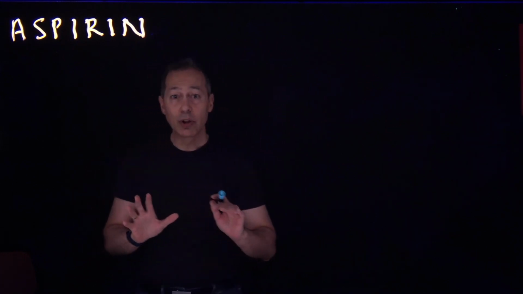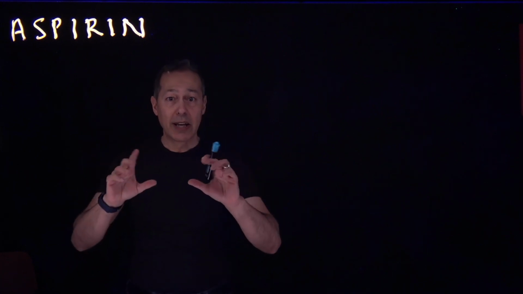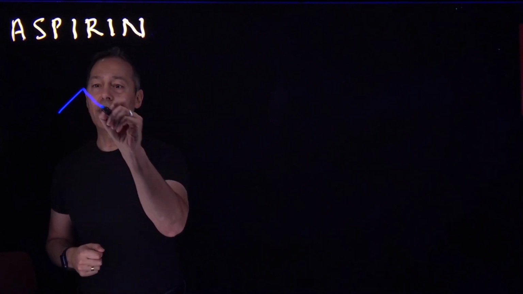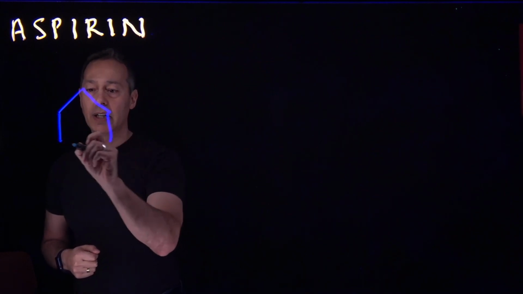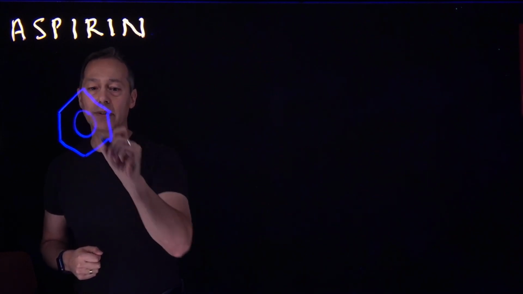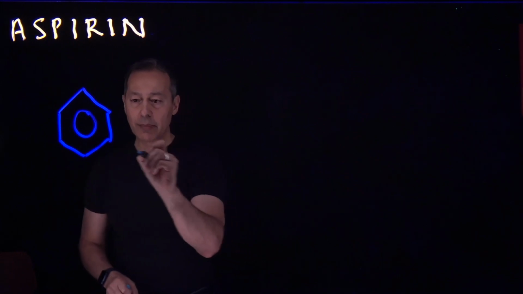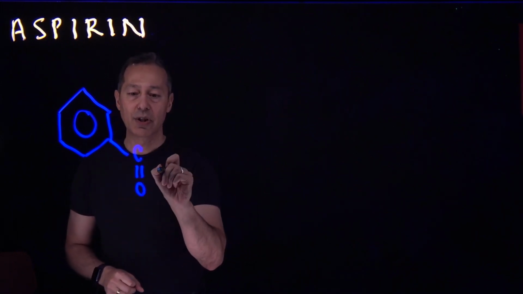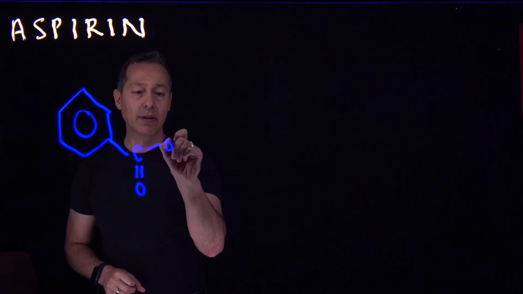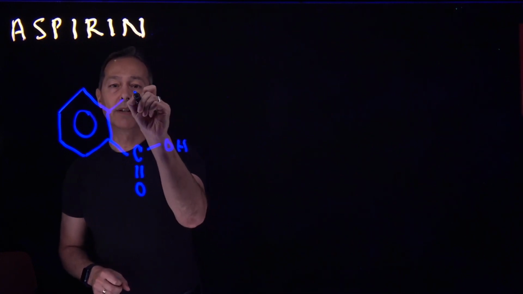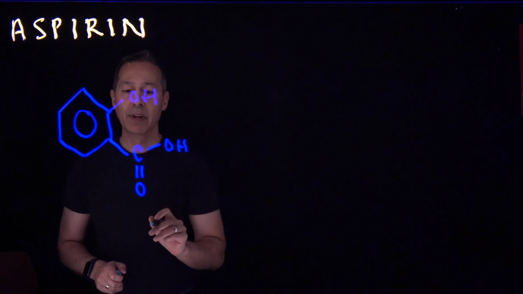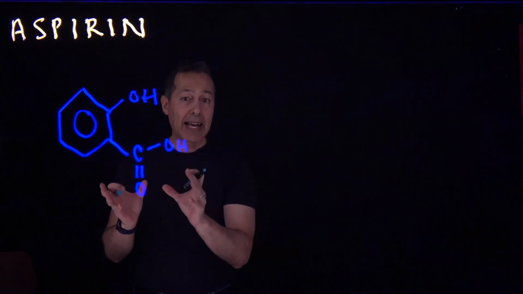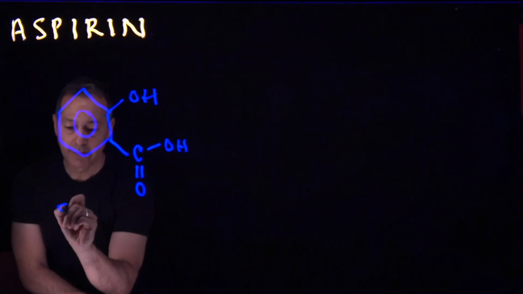So if we take a look at the molecule that makes up aspirin, it looks something like this, where we have a benzene ring, like this. And then attached onto the benzene ring, we're going to have a carbon double bonded to some oxygen here, and then an OH like that, and then an OH like this here. So this right here is the salicylic acid molecule.